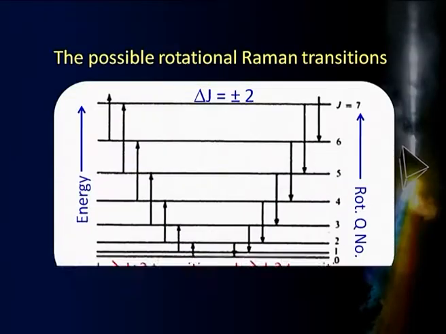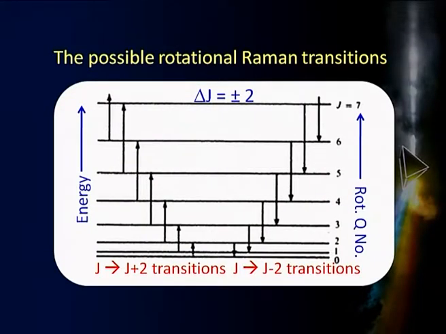Let us see it pictorially. What you see here is the energy level diagram for a rotating molecule. There are different quantum numbers, J equal to 0, 1, 2 and so on, and the energy increases accordingly. There are two sets of transitions possible here. One corresponds to delta J equal to plus 2, that means you go from a lower level to a higher level, and the molecule is gaining energy.